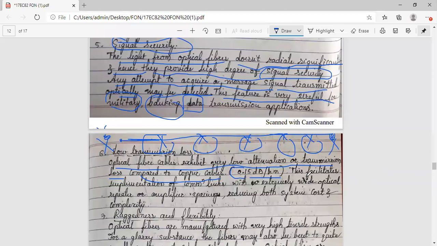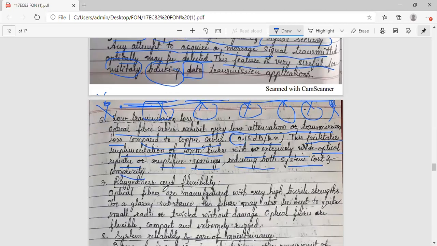That's what is written here. This facilitates the implementation of communication links with extremely wide optical repeater amplifier spacing. Spacing is wide, it means what? You will use the minimum number of repeaters and amplifiers. So the number of repeaters and amplifiers utilized will be less. In turn, it will reduce the system cost and the complexity. So this is the next advantage.